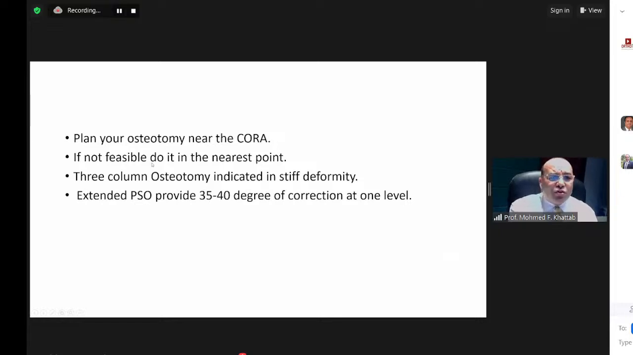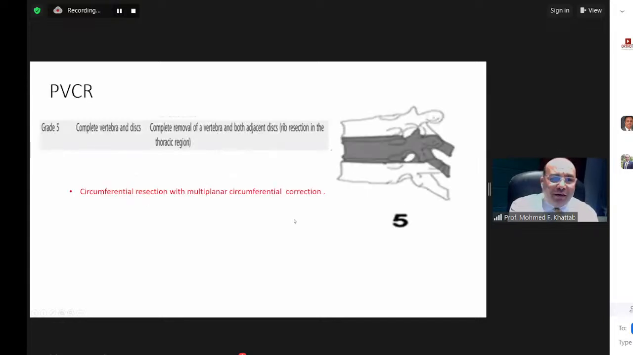So it is important to plan your osteotomy near the center of rotation and angulation. If not feasible, do it at the nearest point. Three-column osteotomy is indicated in a stiff deformity. In flexible deformity, you may use less aggressive and safer techniques for the patients. And extended BSO may provide up to 40 degrees of correction at one level.